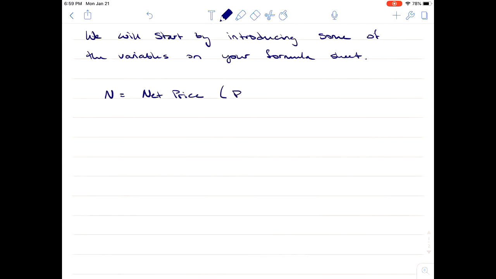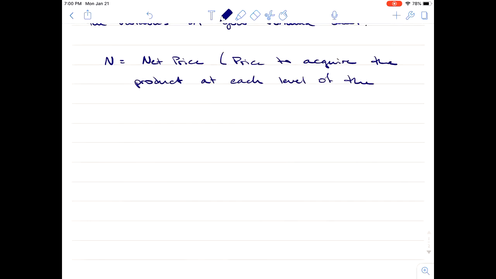So it's the price to acquire the product at each level of the, I think I've been calling it the supply chain, but we could also call it the distribution chain. So that's N.